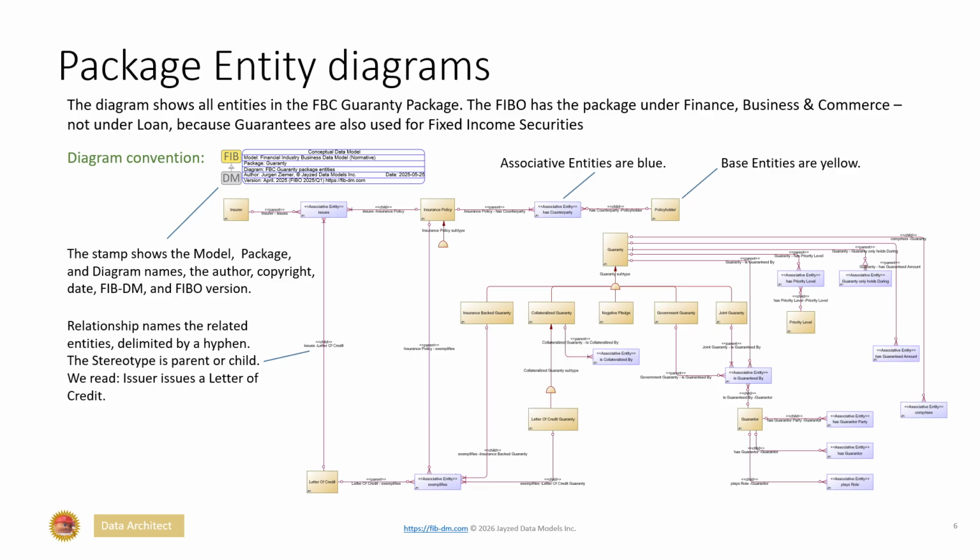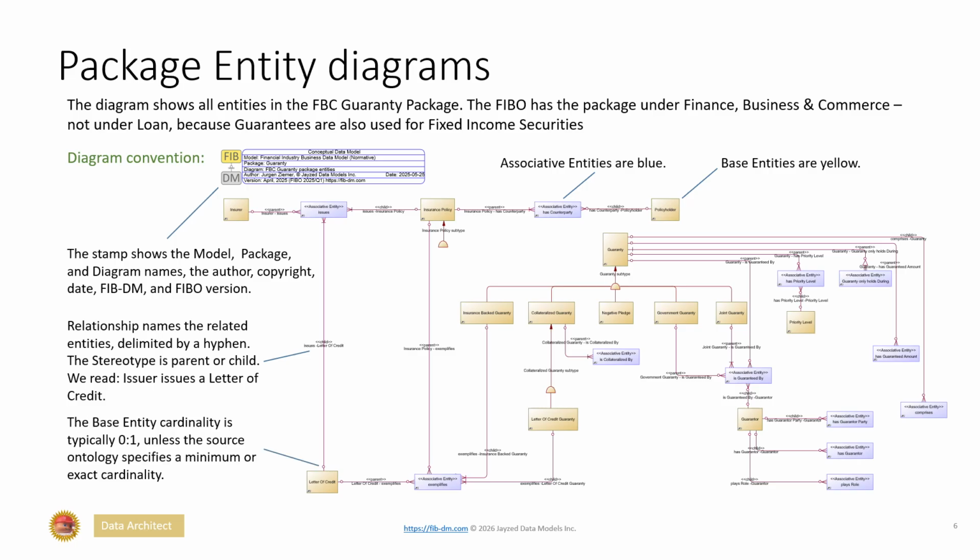Relationship names have the connected entities delimited by a hyphen. So here we see the relationship name, issues - letter of credit. Now, issues is the association, and letter of credit is a base entity. Also very important is the stereotype, parent or child. And this is what we usually, as data modelers, see in a relationship as well. So this one here, we read it as issuer issues a letter of credit.